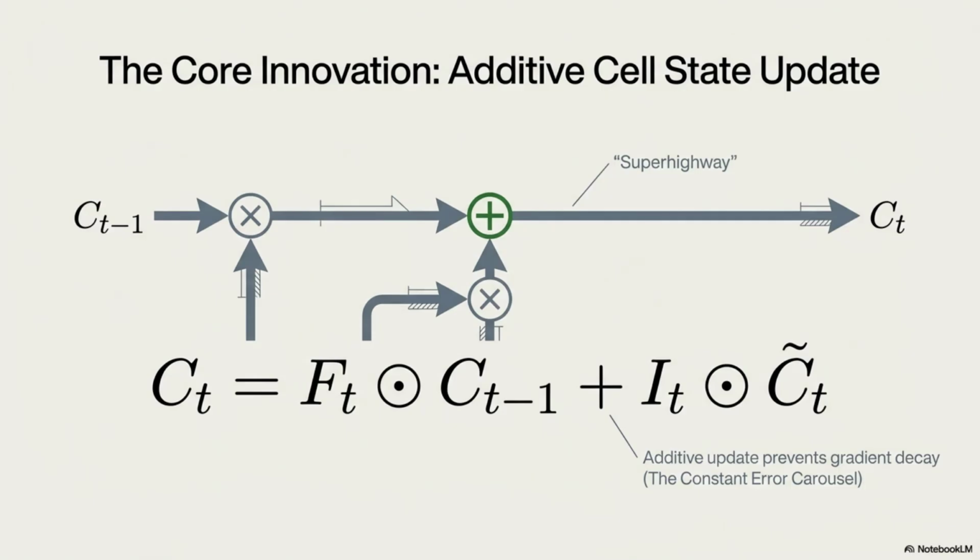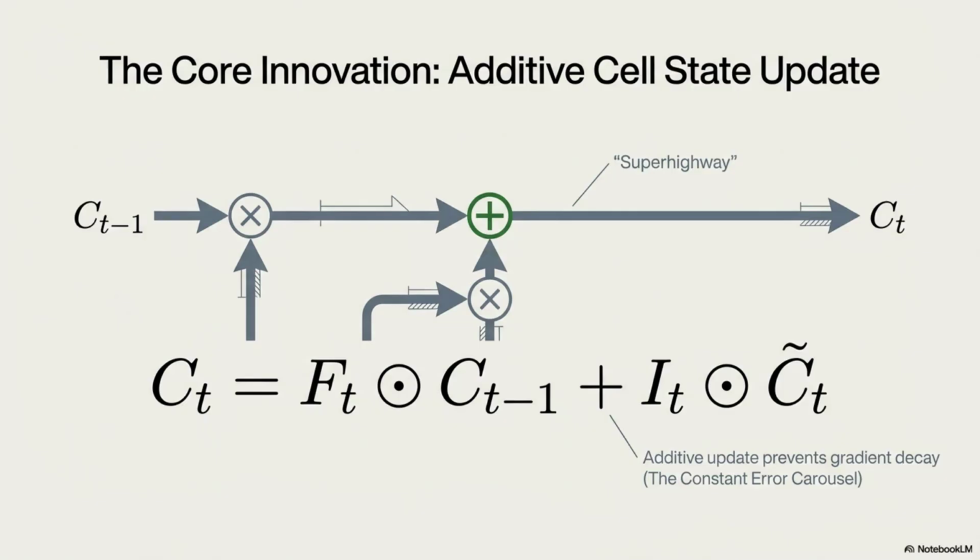Now this is the secret sauce. This is the whole reason LSTMs work so well. Look at how the new cell state, c_t, is created. We take the old state and multiply it by the forget gate's decision, and then we add the new information from the input gate. That plus sign is the most important part of this whole diagram. Because we are adding, not multiplying, the gradient can flow backwards through this addition operation almost perfectly unchanged. This creates that uninterrupted superhighway for the error signal, effectively solving the vanishing gradient problem.